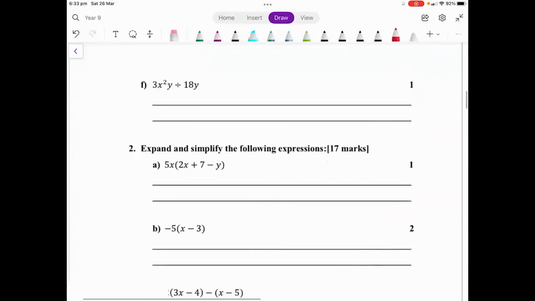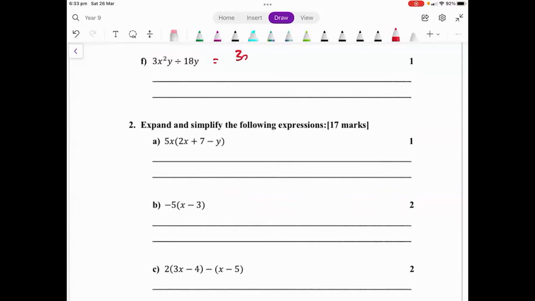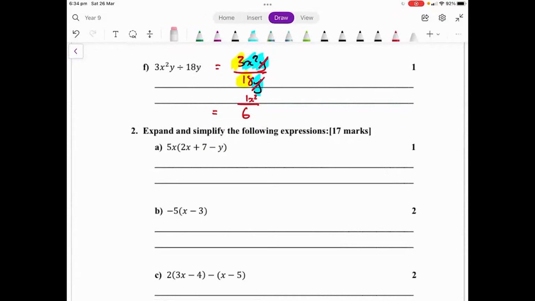Question f, we write it as a fraction to begin with as well. That's 3x squared y over 18y. You can see that the y's cancel. 3 over 18 becomes 1 over 6. Final answer, x squared over 6.